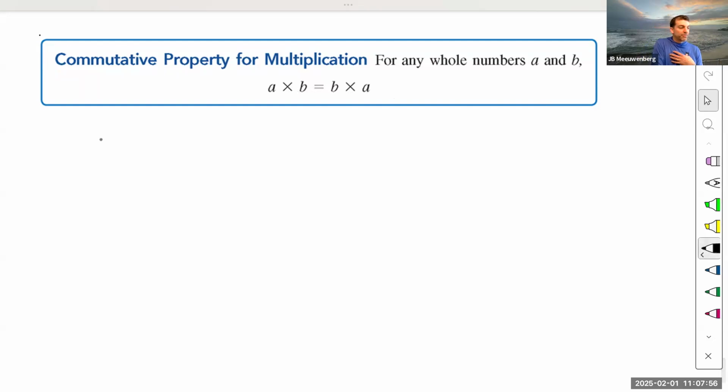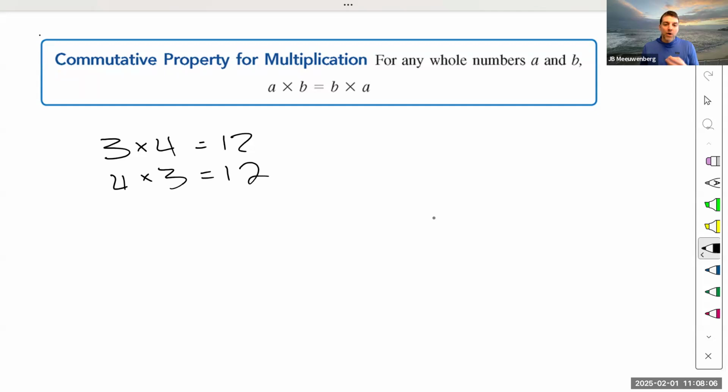3 times 4 is equal to 12. Flip them around. 4 times 3 is also equal to 12. Now, I'm going to show you a couple other aspects of the commutative property that are important to recognize. Let's think about 7 times 5. Imagine this multiplication problem. You could imagine an array. Picture the array for 7 times 5. Remember the rectangular representation.